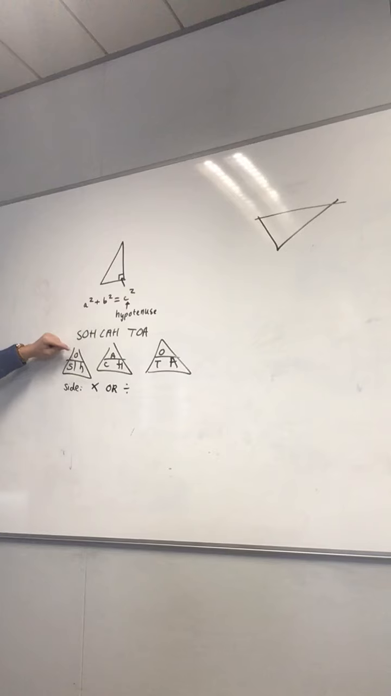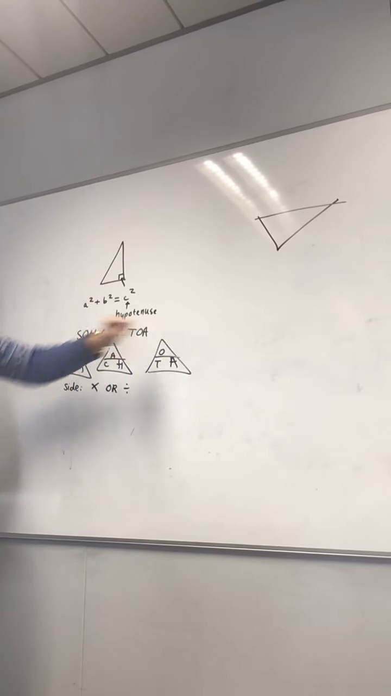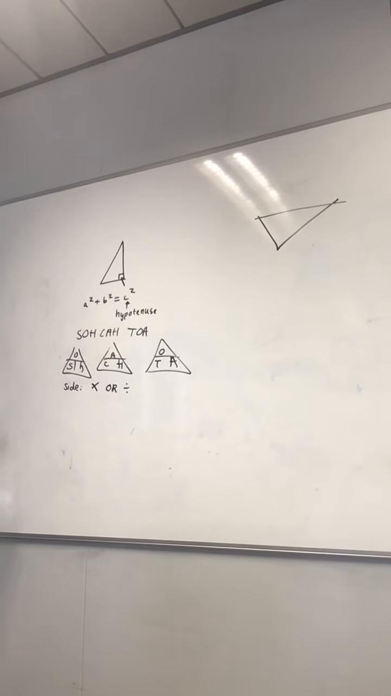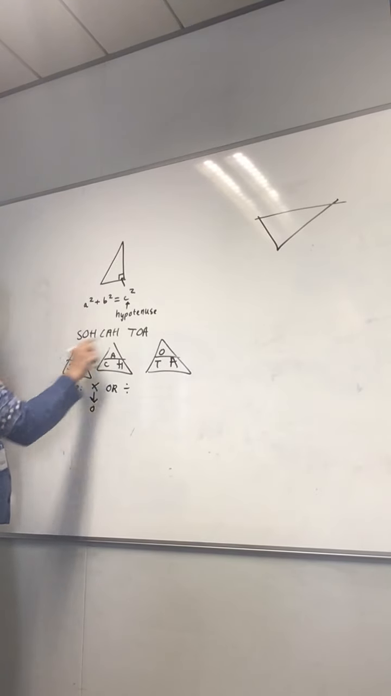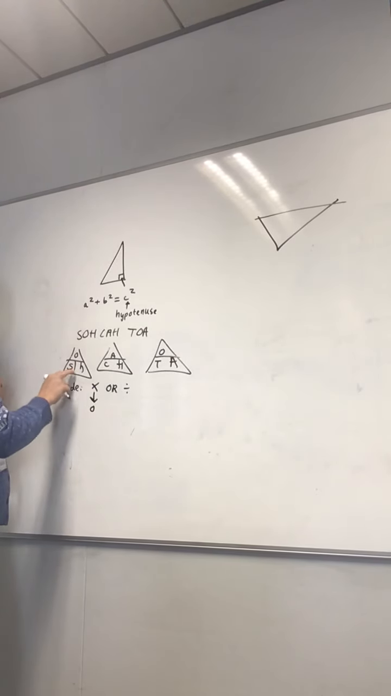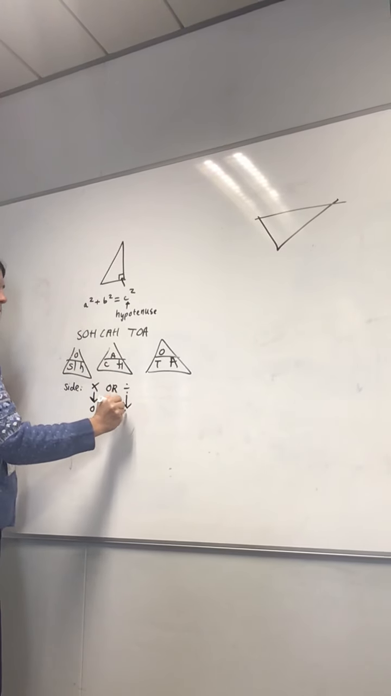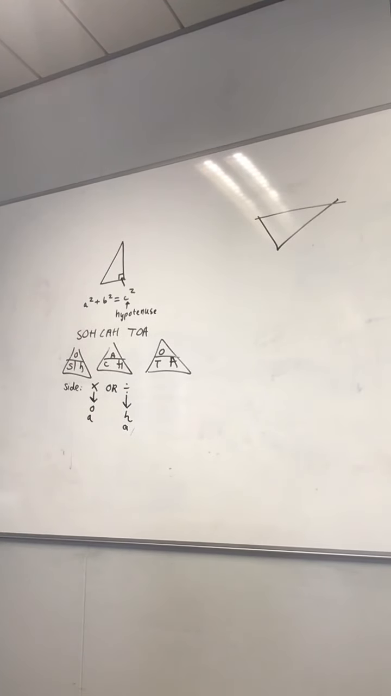So if you wanted to find, for example, O, you would do sine of the angle multiplied by H. A, you would do cos of the angle multiplied by H. O, you would do tan of the angle multiplied by A. So for example, if you ever want to find the opposite, it's always times, because O is always on top. Now for H, if you ever want to find H, you always need to do a divide, and A can either be times or divide depending on what triangle it is on.